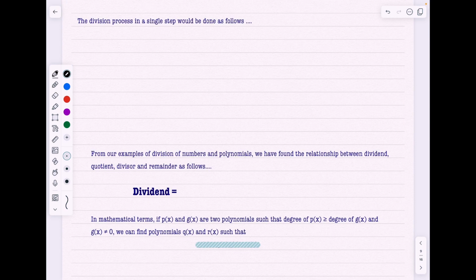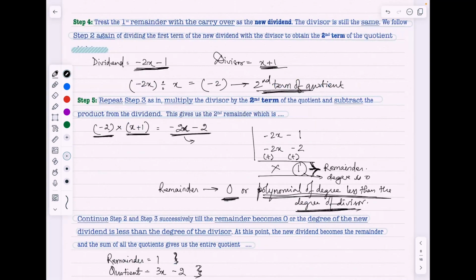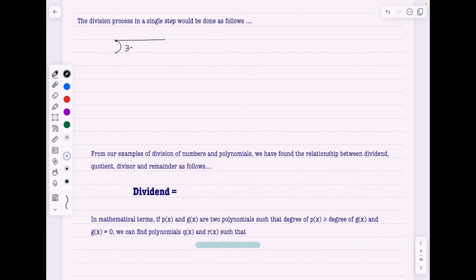The question was divide. The dividend was 3x square plus x minus 1, and the divisor was x plus 1. For making you understand only, I will write it out. Otherwise, you will get this idea if you do 5-10 problems.